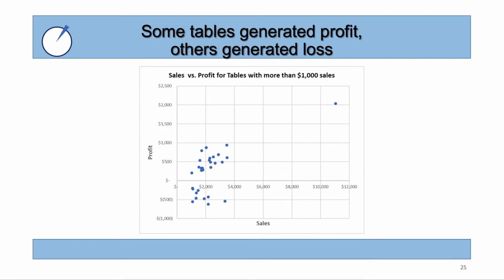And according to our scatter plot, there are quite a few tables that generate high sales as well as high amounts of profit. But there also are quite a few tables that generate more than $1,000 worth of sales, but actually result in negative profit. So we want to know where all this sales and profit is draining.